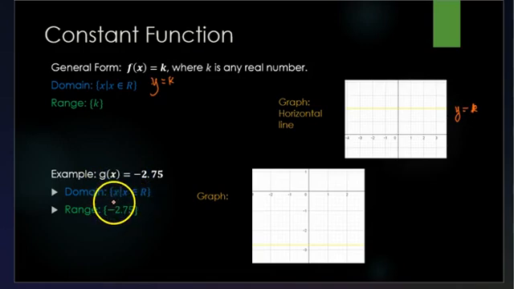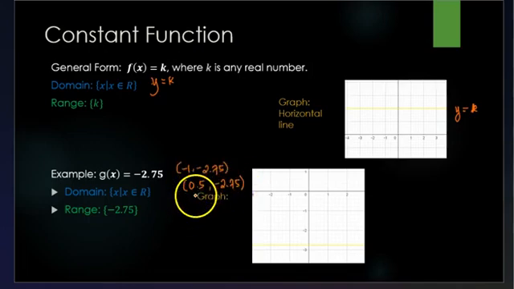So if I would like to enumerate some ordered pairs, you can have, let's say, -1 and -2.75. We can have, let's say, 0.5 and -2.75. So we can assign any values of x, any real number, and the resulting value for y will always be -2.75. Hence, your domain, again, is the set of all real numbers, and your range is y equals -2.75. So this will have a graph of a horizontal line at y equals -2.75.